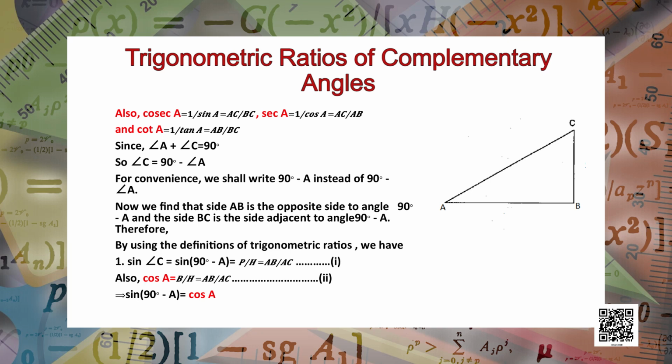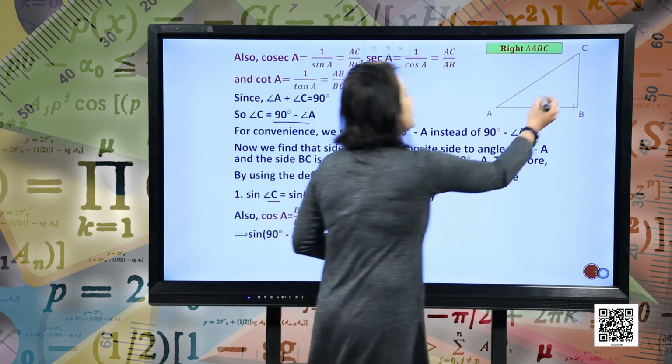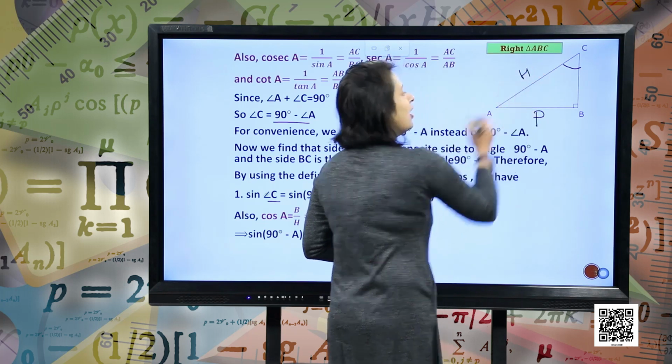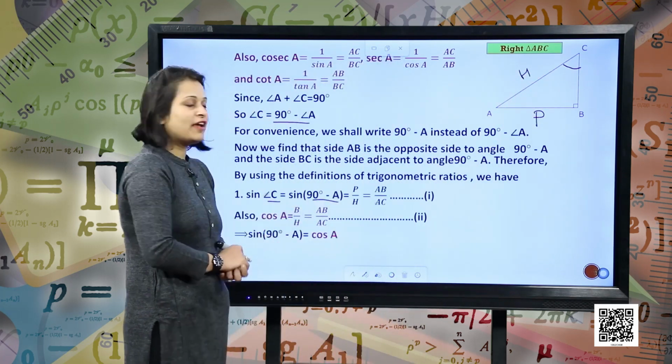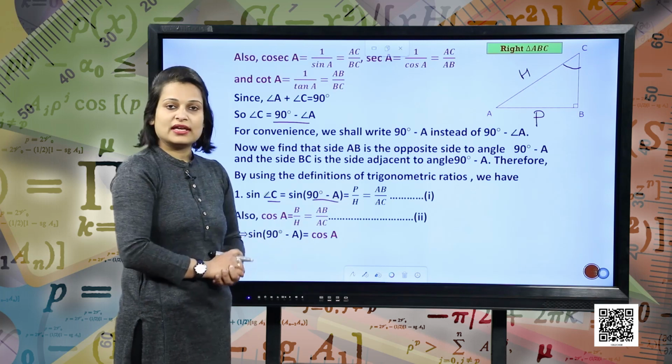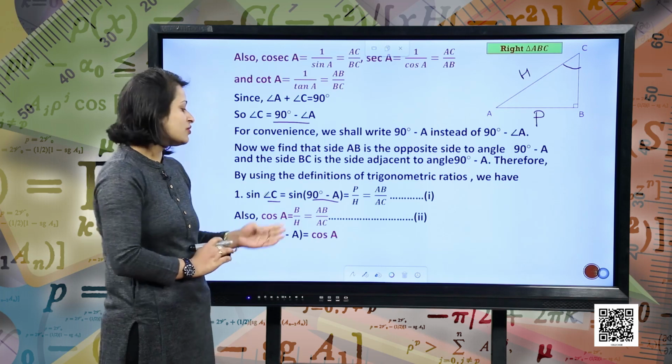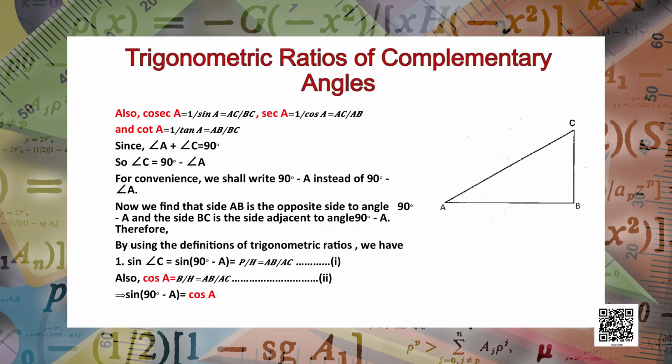First of all, sine of angle C. As we have taken angle C as 90 degrees minus A, perpendicular upon hypotenuse will give you the value of sine of angle C. So with respect to angle C, what will be the perpendicular? AB, and AC will be the hypotenuse. So sine of angle C will be AB upon AC. As we have already calculated the value of cos A, which is also AB upon AC, we can write sine of 90 degrees minus A is equal to cos A.